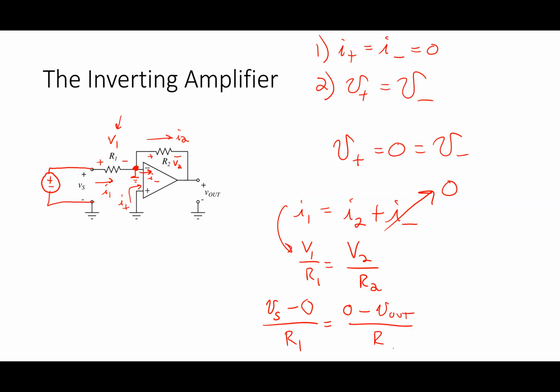Over R2. So basically what I end up with is, if I'm wondering about the gain, it's V out over VS equals negative R2 over R1. Okay.